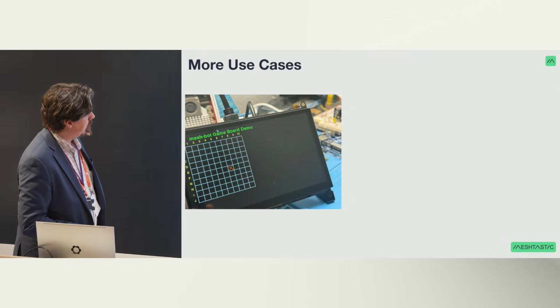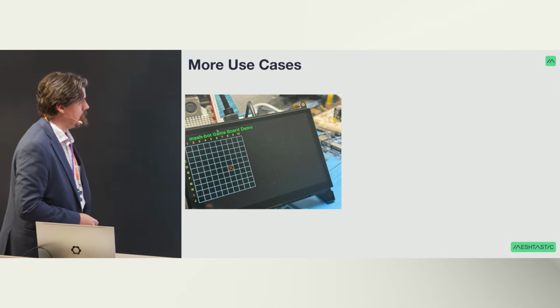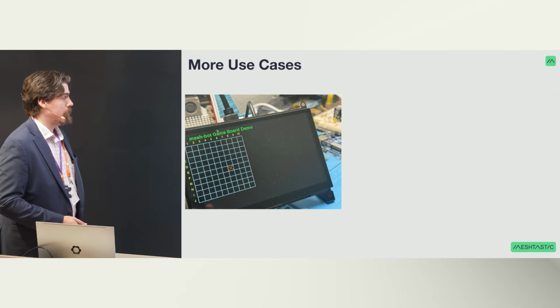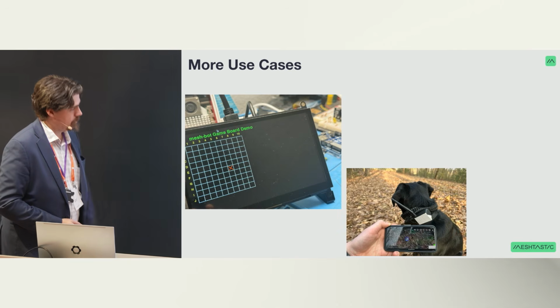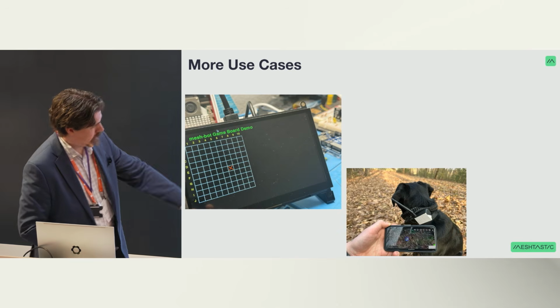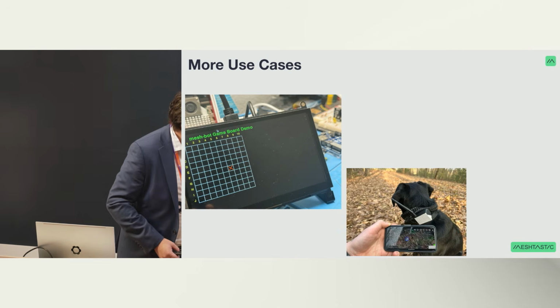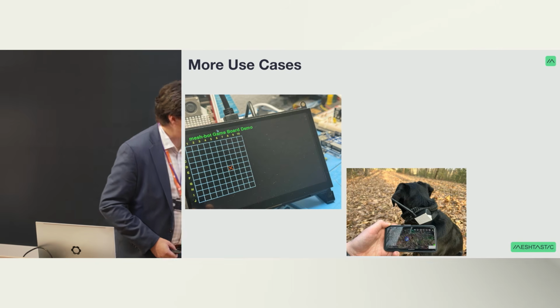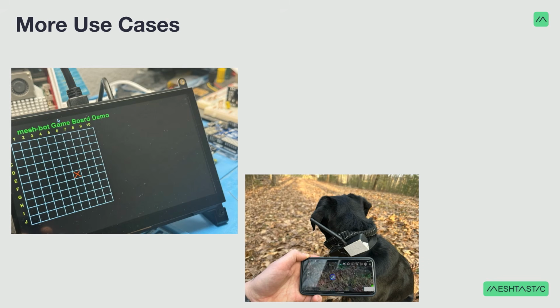What else do people do with it? Well, they play games. There's BBSs. People play games like, I think this is Battleship, essentially. All kinds of fun stuff. People do pet tracking. This is interesting. This is actually ATAK, the Android Tactical Awareness Kit. Someone is using ATAK and a Meshtastic node to track a pet.